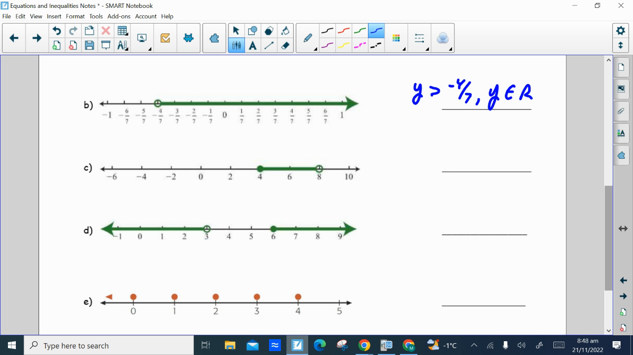Question C uses real numbers again because you've got a line, but this one has a starting point and an ending point. So if you want, you could write this in two different statements. Let's say we use the variable p is greater than or equal to 4, comma, p is also less than 8. And again, p is an element of real numbers. Real numbers because a line is used between 4 and 8.